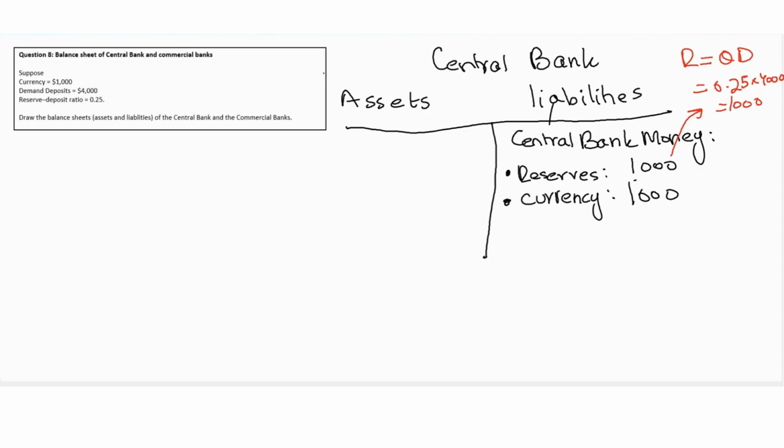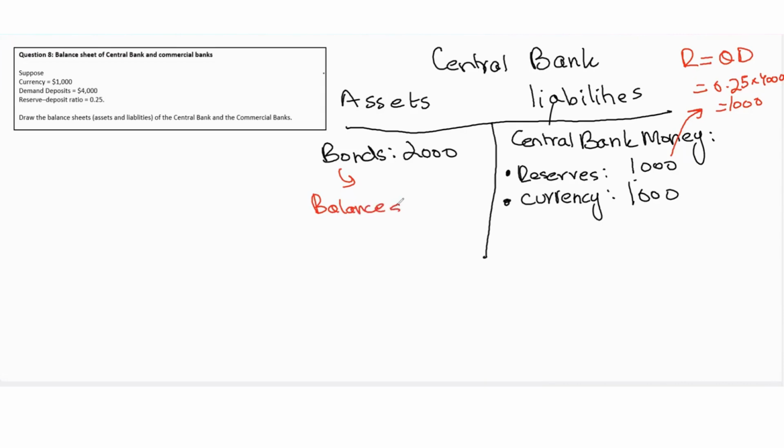Now the assets of the central bank will be bonds. We're not given the value of bonds here, but we can infer the value is going to be 2000. How do we know that? We know that because remember, the balance sheet must always balance.